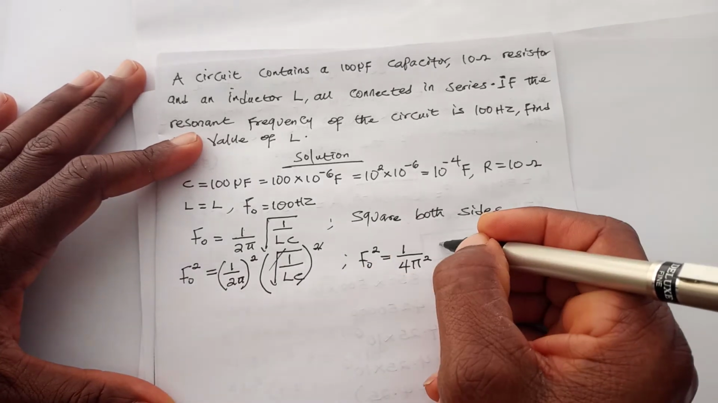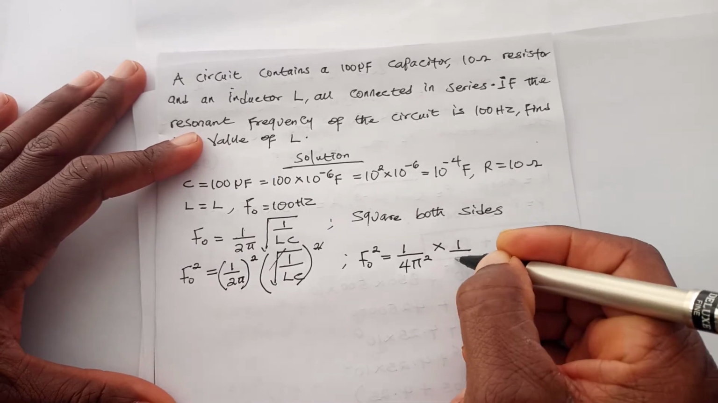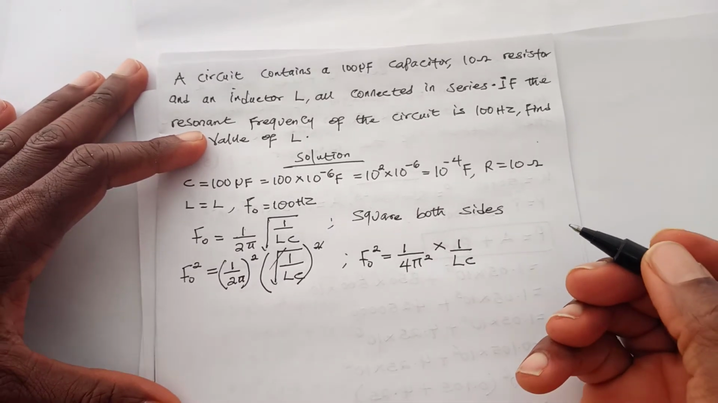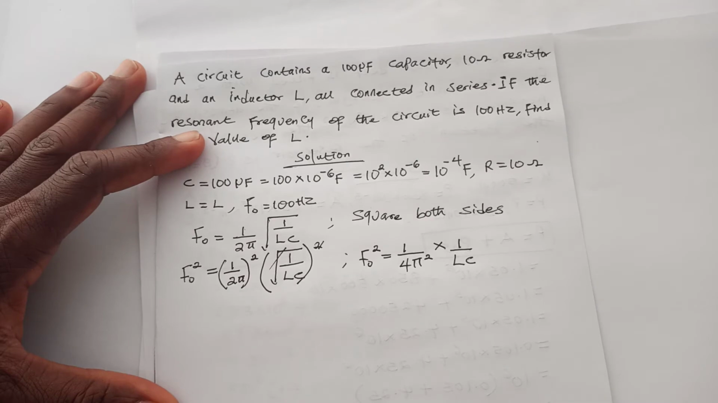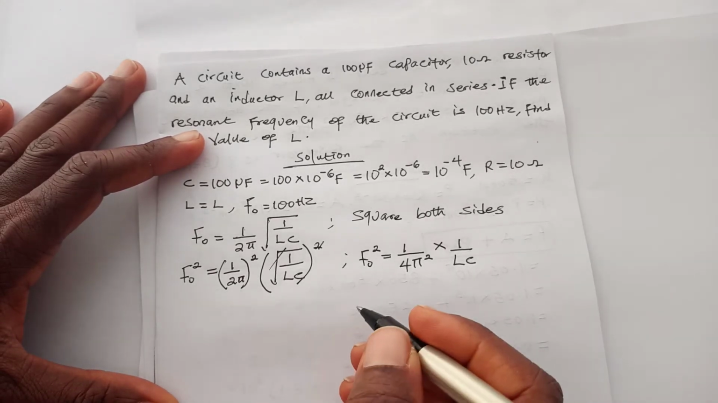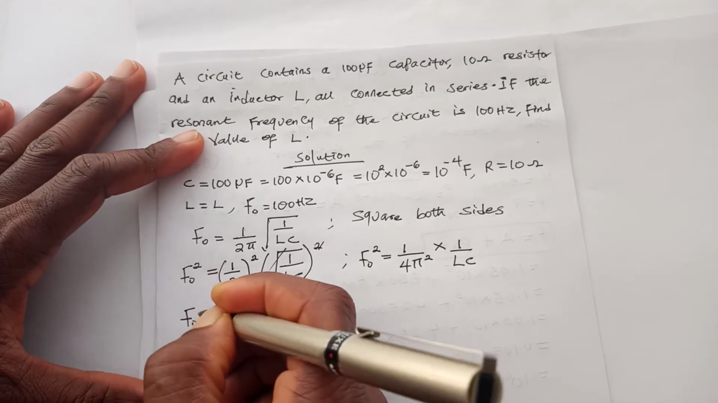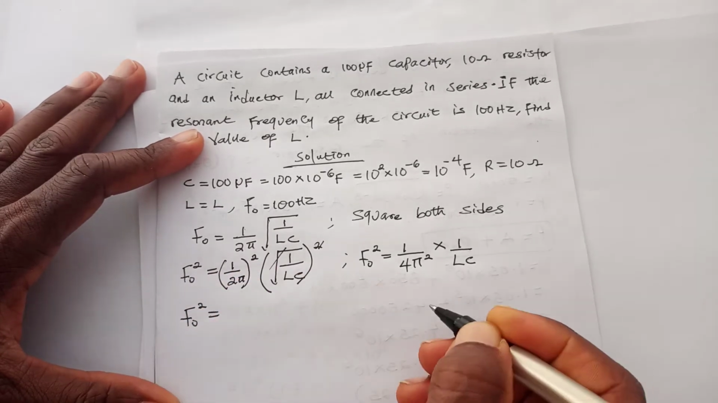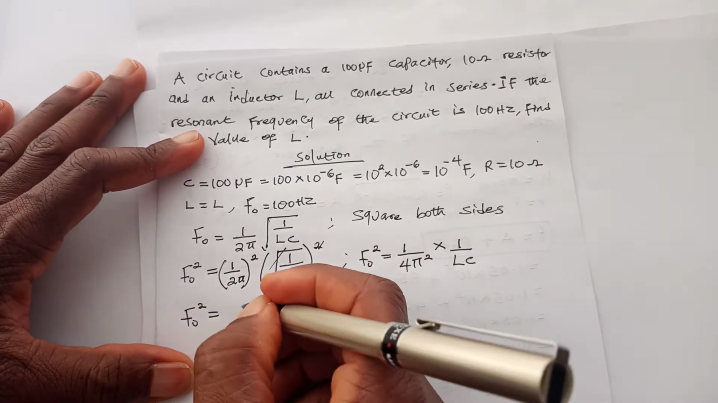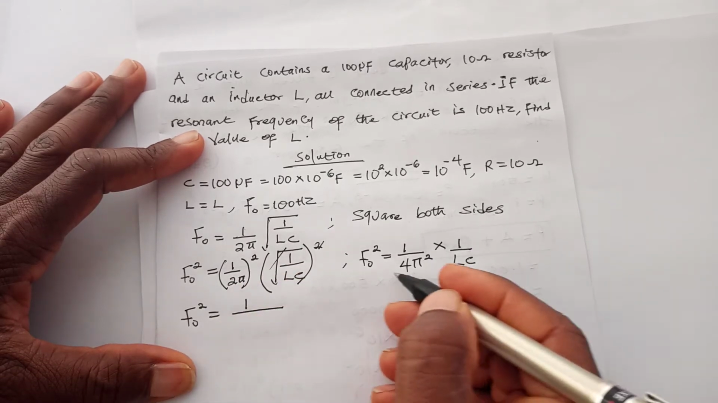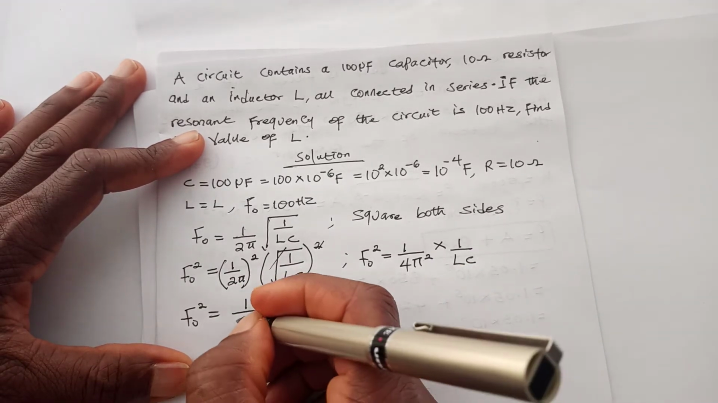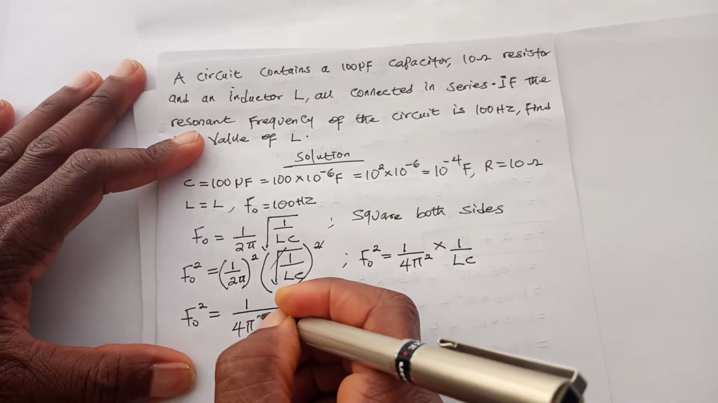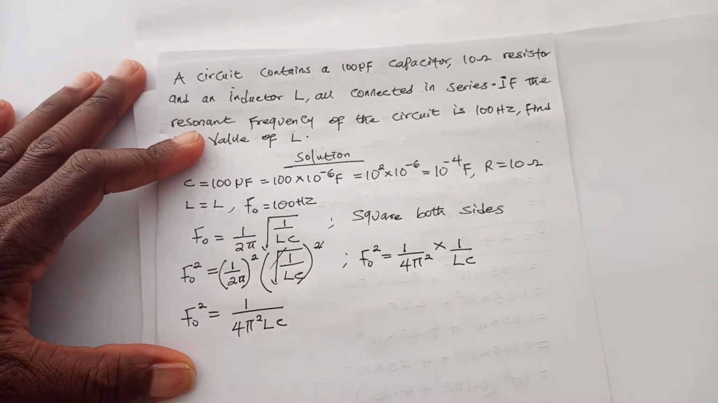So I'm left with 1 over LC. This is very easy now. Very easy. So you can easily make L the subject of the formula. So let's go on. F naught squared is equal to 1 times 1, which is 1. Then you can multiply these denominators here. So you can see that is 4 pi squared LC.